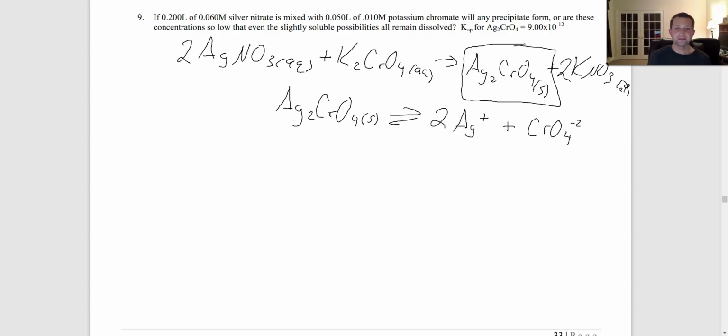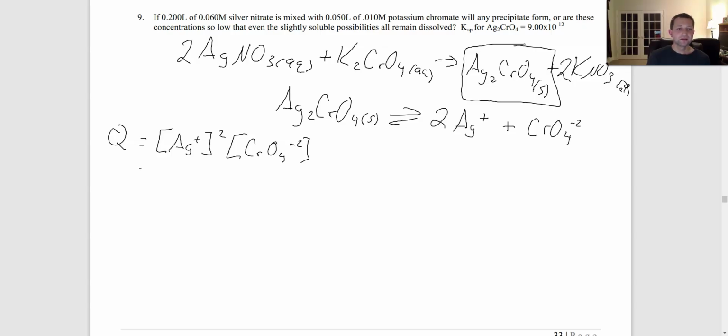Look at these values up here, and we can do something with them to figure out if we're at equilibrium or not. All right, and if we are not at equilibrium, which way will it shift? To the left or to the right? So I need to figure out my Q value. All right, so Q is the same as KSP or KC or whatever. It's concentration of product, so it's Ag+ squared times chromate, CrO4 2-. All right, my reactant is a solid. I don't include it here.